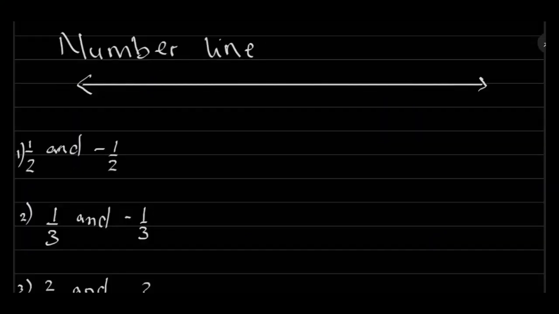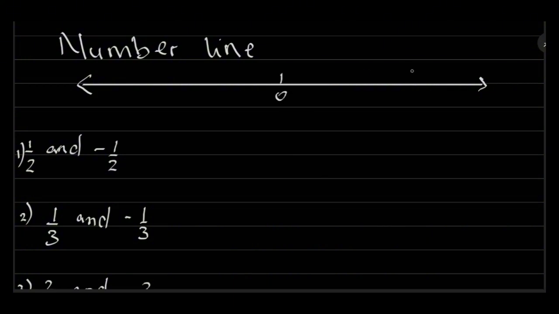So we are to look at the number line, and how we can represent real numbers on it. Usually the number line has a 0 at the middle, and then the positive numbers are to the right, and the negative numbers are to the left. Let's keep that in mind. So we have 0, positive numbers to the right, negative numbers to the left.